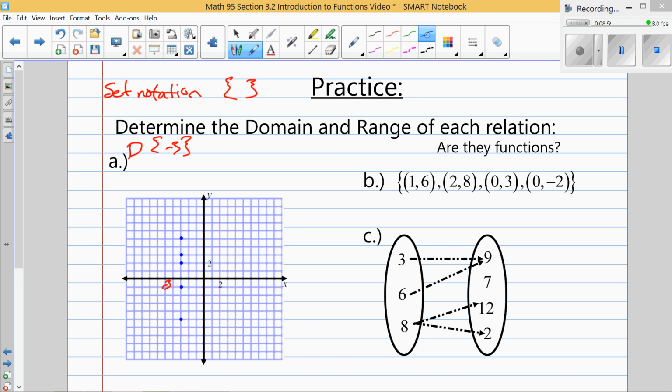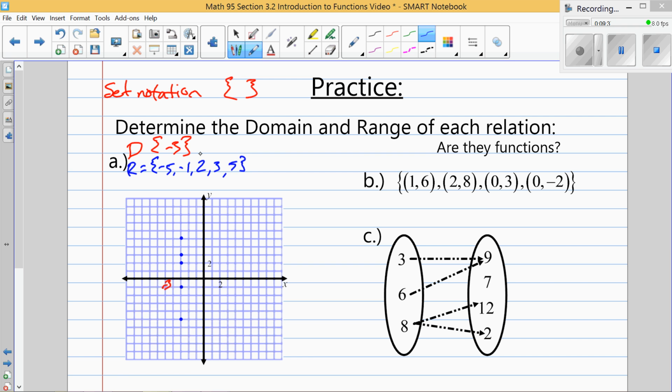Now, the range for this function, I have several different values actually. I have 5 different values. So my range, I like to list these in size order, so most negative to most positive, or from left to right, bottom to top. My range is going to start with this value down here, and that's -5. -1 is the next one right here. Then I see a +2, a +3, and a +5.